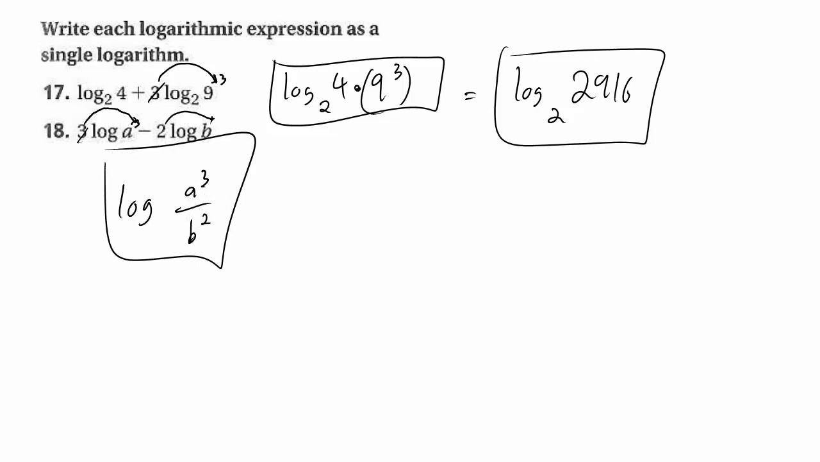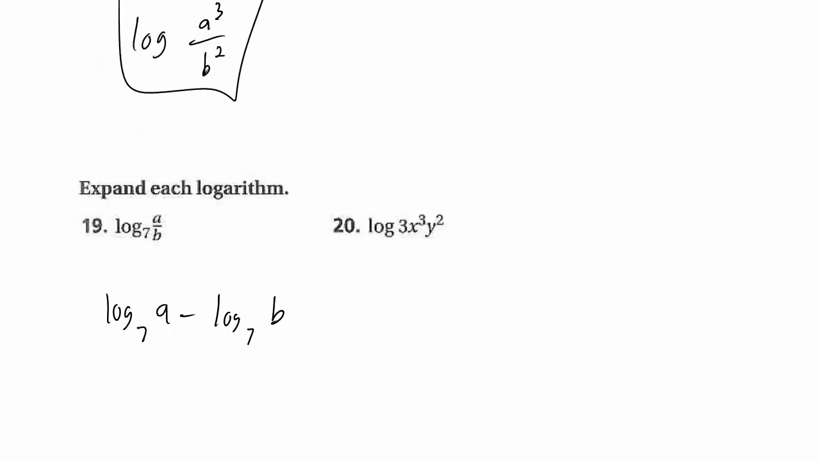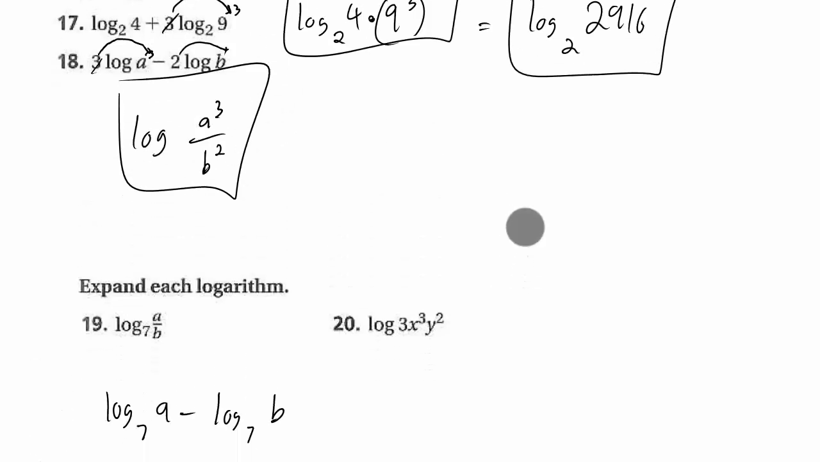For numbers 19 and 20, we're doing those in reverse. So combined division is separated subtraction. So log of A minus the log, whatever the base is, of B. So we're just doing what we did in number 18, but backwards.